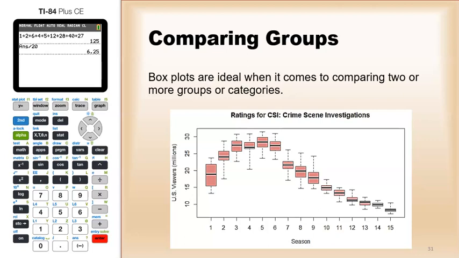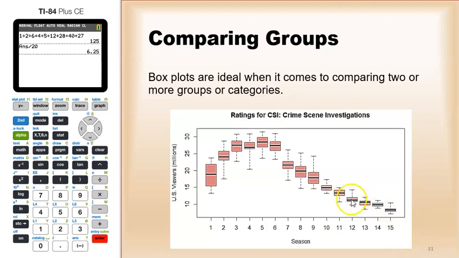For instance, here's a graph of ratings for CSI, for the 15 seasons of CSI. And you see just at a glance that the 3rd, 4th, 5th, 6th seasons were at its height, and then you see the long decline until it was finally canceled at the 15th season. You can also see that the boxes are a lot bigger in the first few seasons compared to the last few seasons that were very narrow.